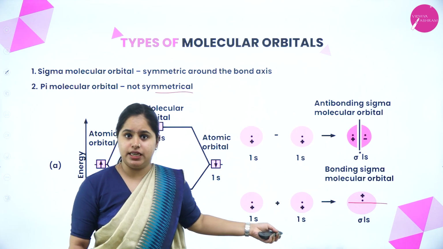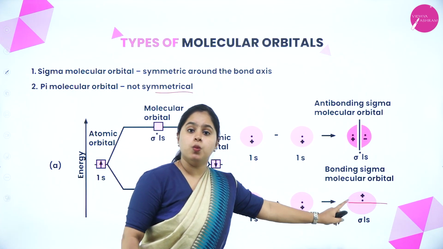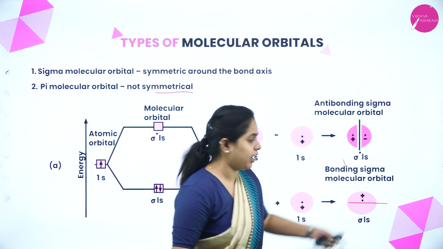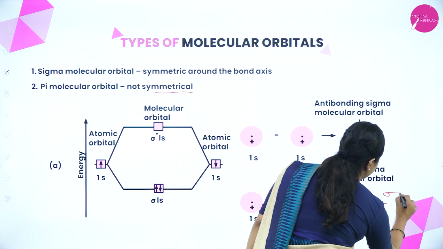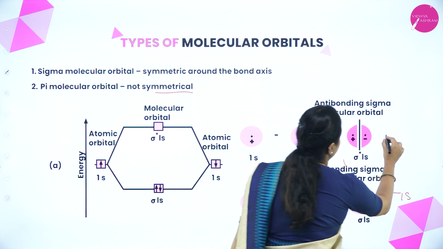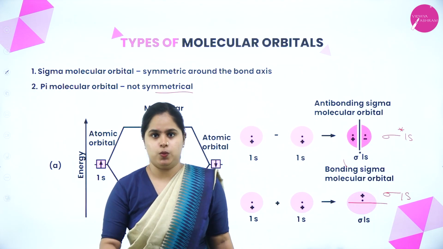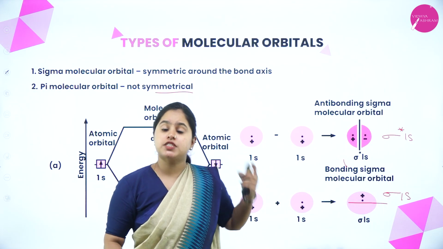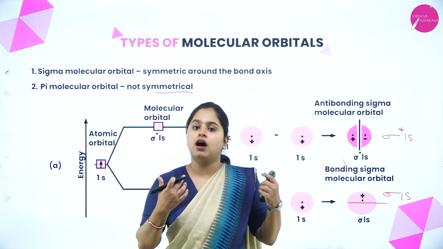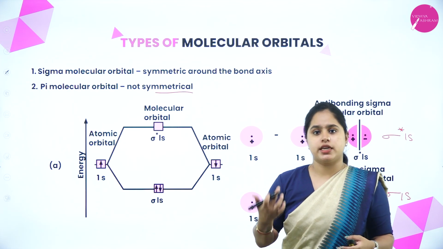As you can see here, in this case, two 1s orbitals are combining. It is forming one bonding molecular orbital and one anti-bonding molecular orbital, right? The bonding molecular orbital is represented as sigma 1s and the anti-bonding molecular orbital is represented as sigma star 1s. In the case of the sigma molecular orbital that is formed, it will be symmetric about the bond axis. So, those are the two types of molecular orbitals.